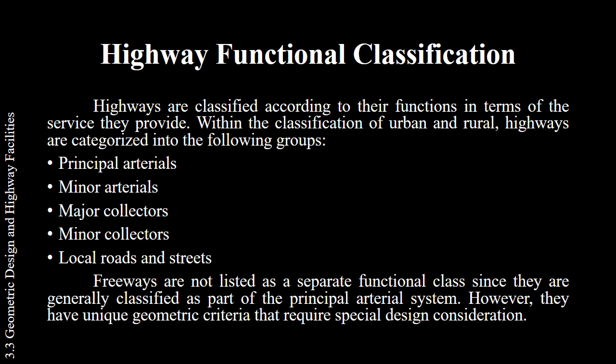Highway functional classifications. Highways are classified according to their functions in terms of the service they provide. Within the classification of urban and rural, highways are categorized in the following groups: principal arterials, minor arterials, major collectors, minor collectors, local roads and streets. Freeways are not listed as a separate functional class since they are generally classified as part of the principal arterial system. However, they have unique geometric criteria that require special design considerations.